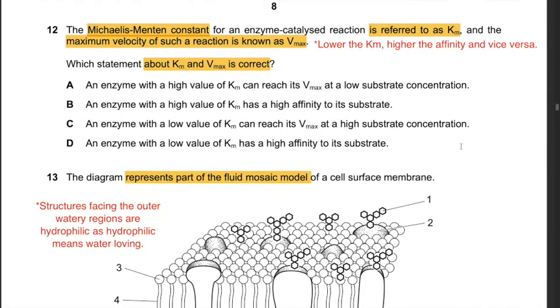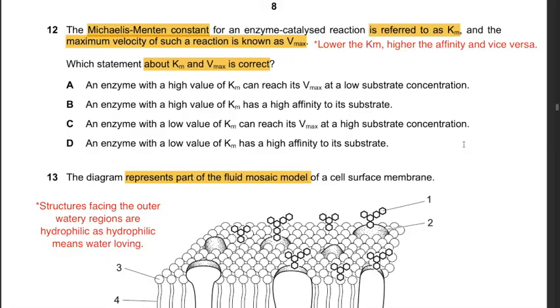Question 12. The Michaelis-Menten constant for an enzyme catalyzed reaction is referred to as Km, and the maximum velocity of such a reaction is known as Vmax. Which statement about Km and Vmax is correct? A key thing you should remember is that the lower the Km, the higher the affinity towards the substrate and vice versa. Again, the lower the Km, the higher the affinity; the higher the Km, the lower the affinity. Let's look at the answers A, B, C and D.